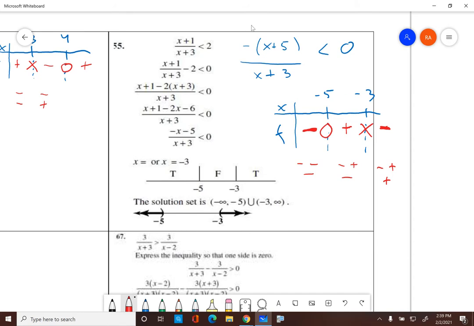So looking at this here, when is this thing less than 0? Everything to the left of -5 and everything to the right of -3. So the solution set is -infinity to -5, parentheses, union, -3 to infinity.